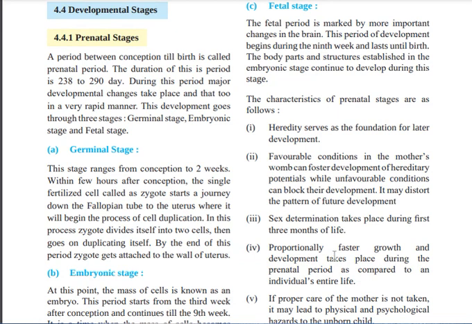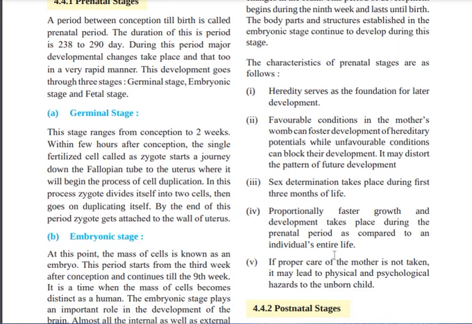The number one characteristic is that heredity serves as the foundation for later development. Then, favorable conditions in the mother's womb can foster development of heredity and potential, while unfavorable conditions can block their development. It may distort the pattern of future development. So the second characteristic totally depends upon the mother, how the mother is taking care. It could be favorable conditions, it could be unfavorable conditions.